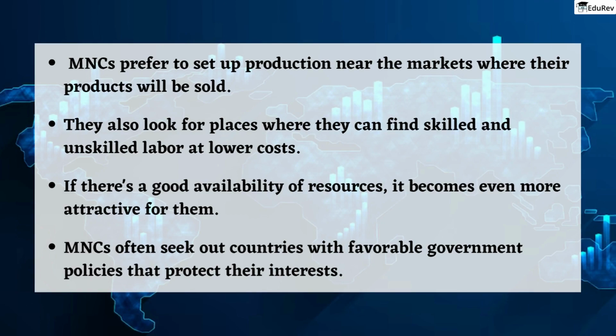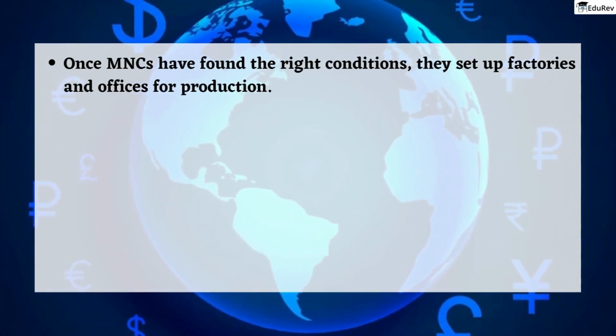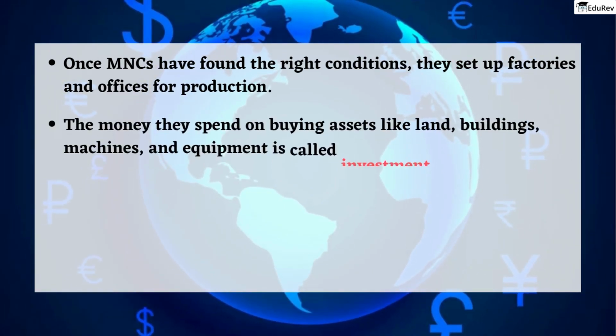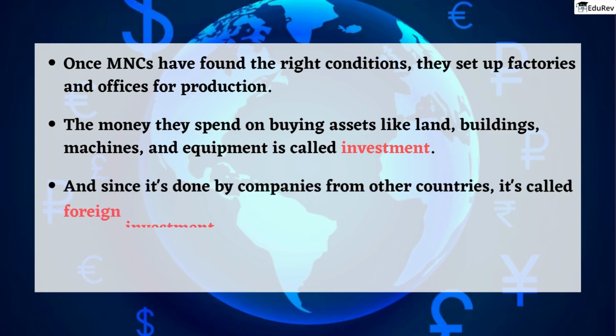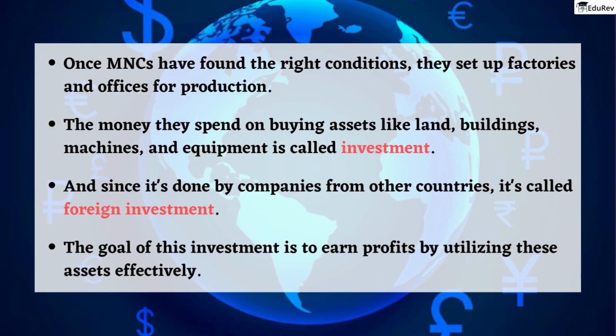These policies involve giving special financial benefits, making rules less strict, or providing help to people from other countries who want to invest. Once MNCs have found the right conditions, they set up factories and offices for production. The money they spend on buying assets like land, buildings, machines, and equipment is called investment. And since it's done by companies from other countries, it's called foreign investment. The goal of this investment is to earn profits by utilizing these assets effectively.